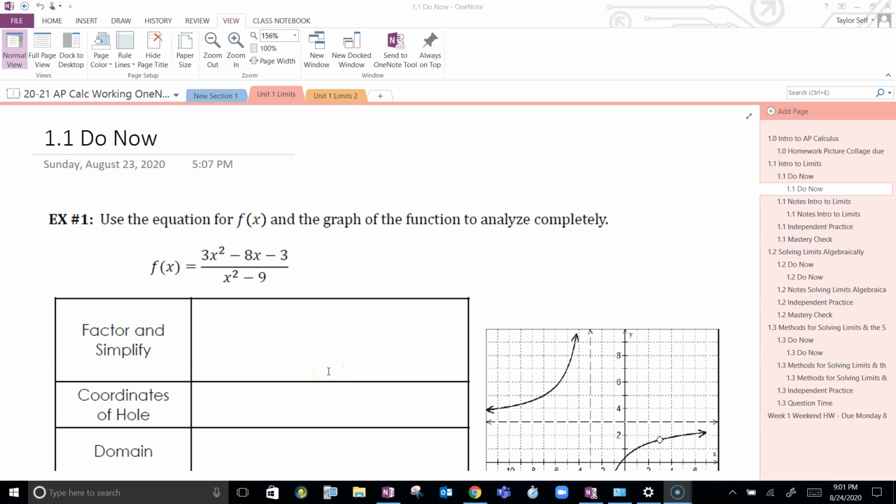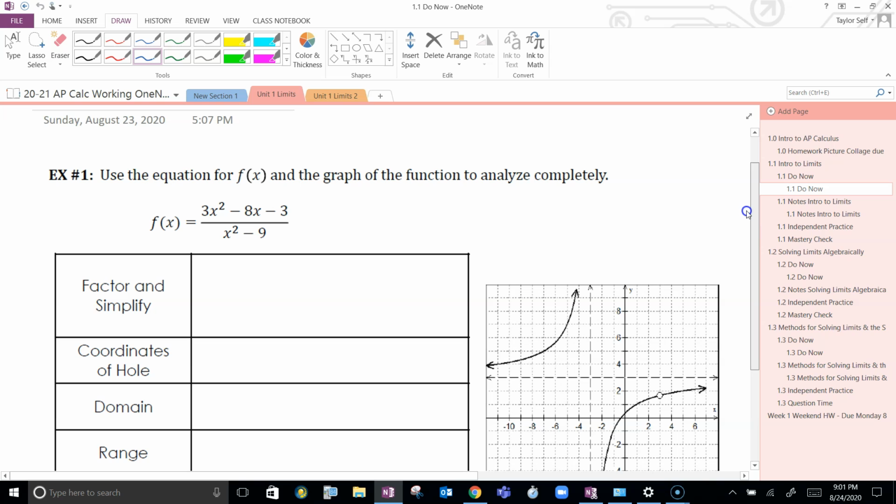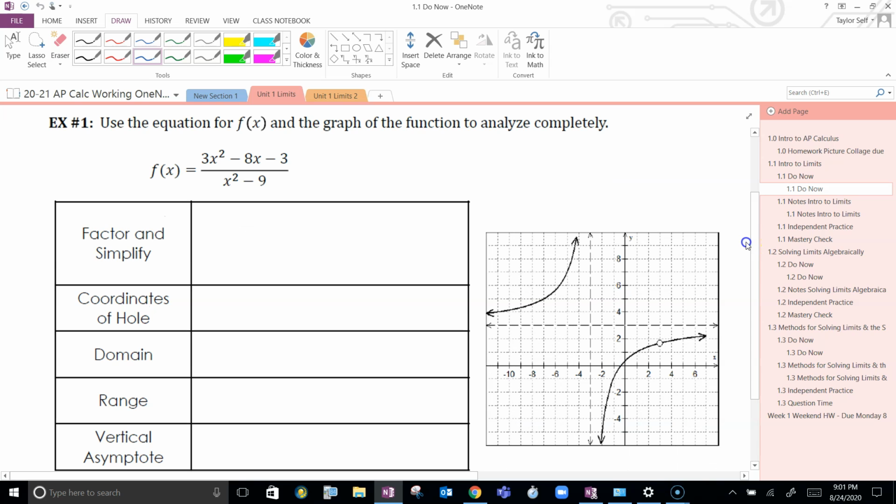Hey y'all, so today we are going to review a topic that you learned last spring in eSchool. We are going to review limits. So today's just an intro to limits. We're going to start with a do now, which is a warm-up kind of for what we're talking about each day, or also just review of things you need to know for calculus.